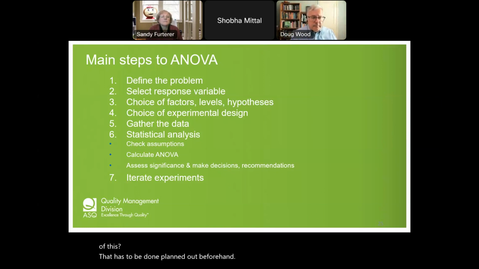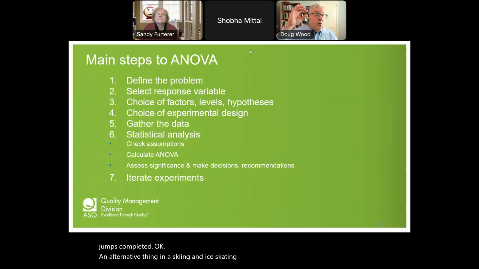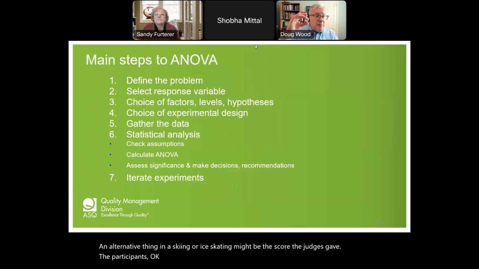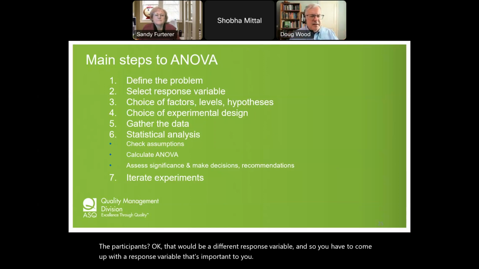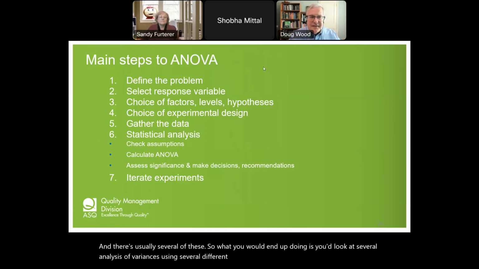Then you sit down and you choose a response variable. Now, in our case, for the example, that was the number of jumps completed, okay? An alternative in skiing or ice skating might be the score the judges gave the participants. That would be a different response variable. So you have to come up with a response variable that's important to you. And there's usually several of these. So what you'd end up doing is looking at several analyses of variance using several different response variables, okay?